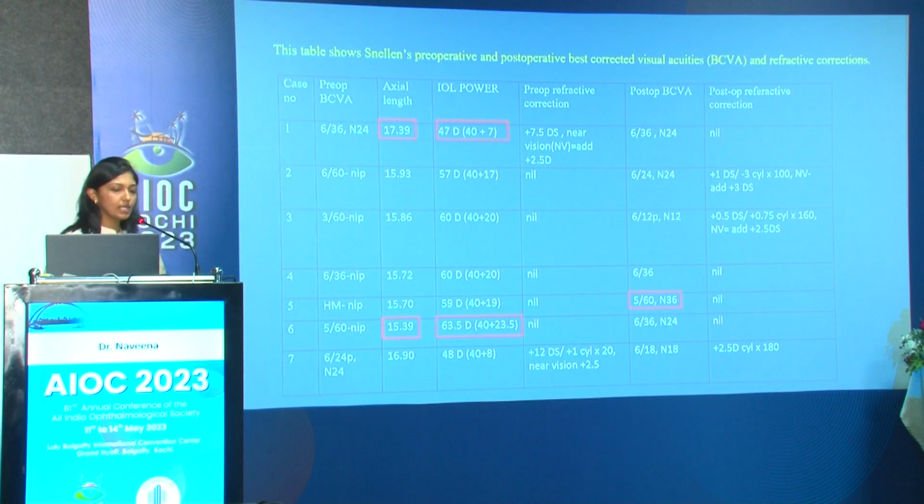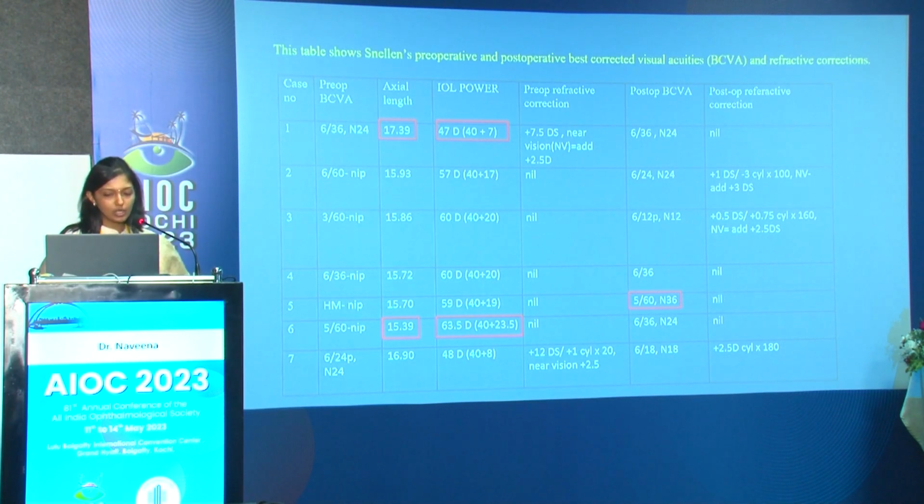You can see that the minimum IOL power we placed was 47 diopter and the maximum IOL power placed was 63.5 diopter. We did not reduce the power for sulcus implantation as we aimed to leave the patient slightly myopic after surgery. Even then, in the postoperative refractive correction, you can see that we landed up in a mild hyperopic spherical equivalent after surgery in 3 patients.